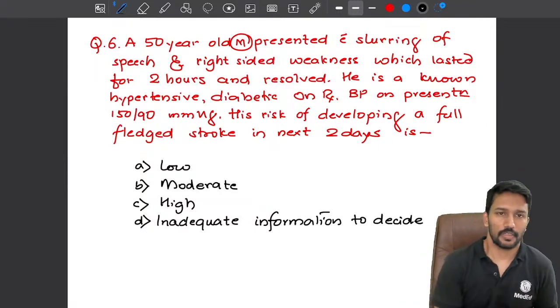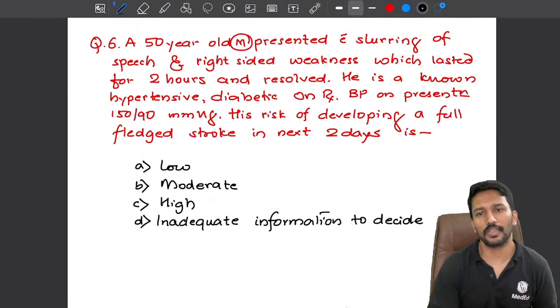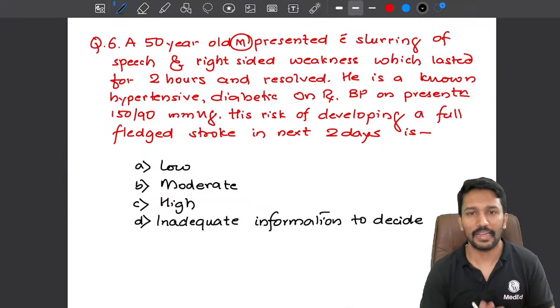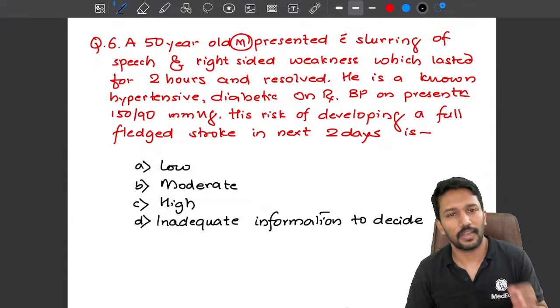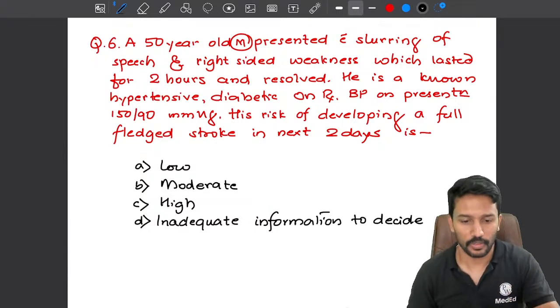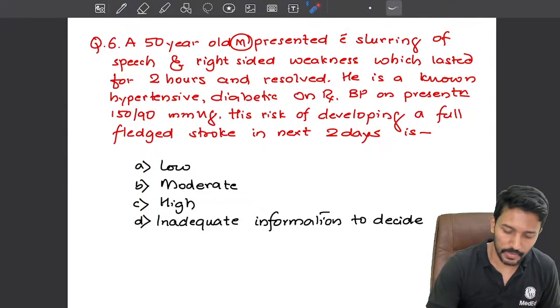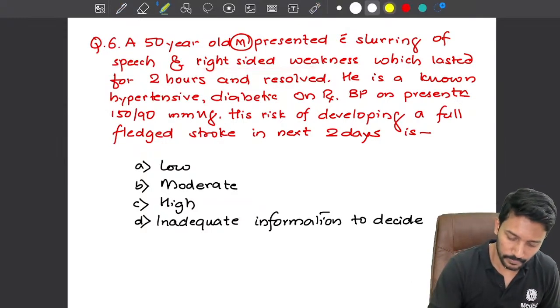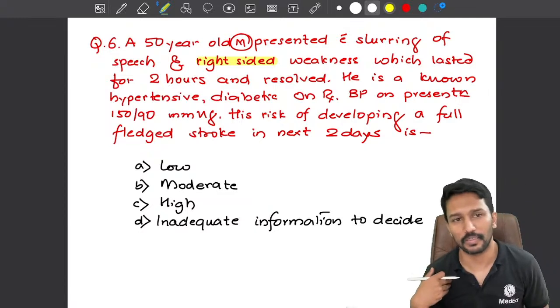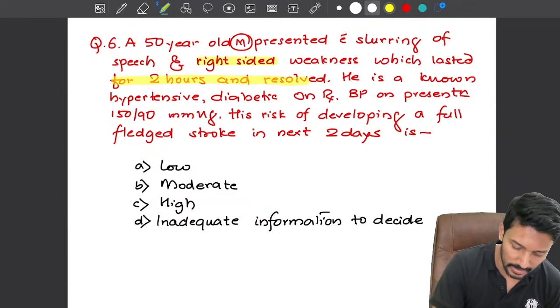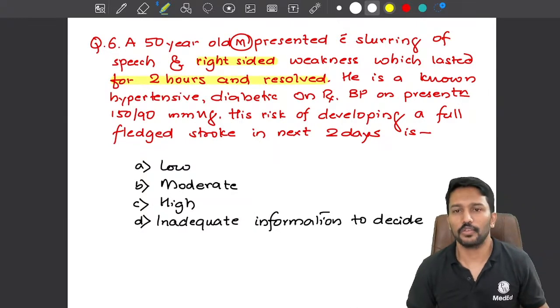Now, in this question, we have a 50-year-old male who presented with slurring of speech and right-sided weakness, which lasted for 2 hours and resolved, right? Now, can I call this as a case of stroke? A patient with right-sided weakness means unilateral weakness, which lasted for 2 hours and resolved. Can I call it as a case of stroke?